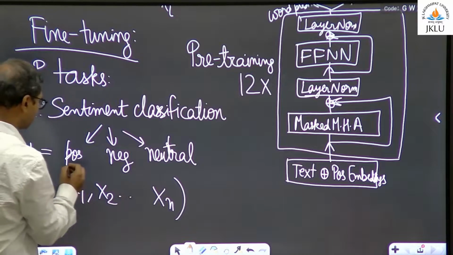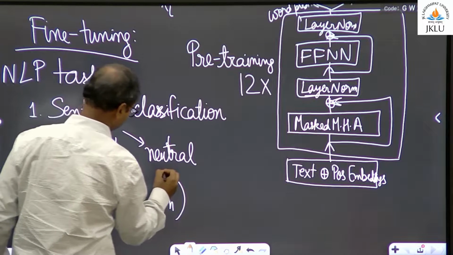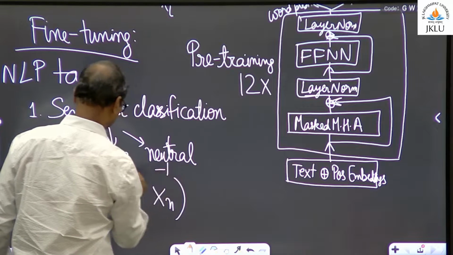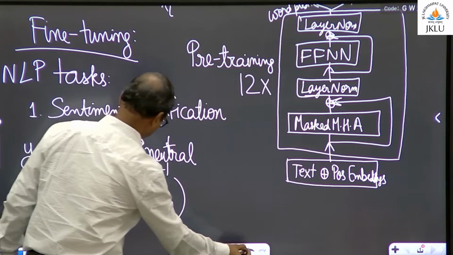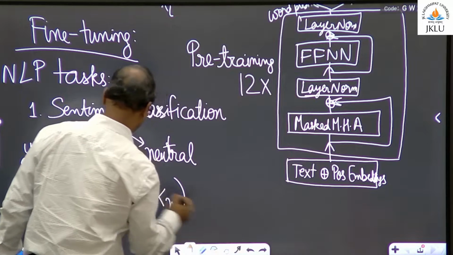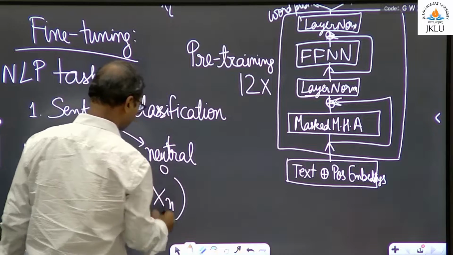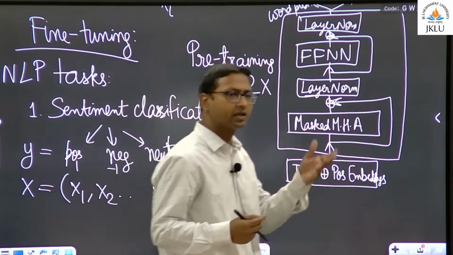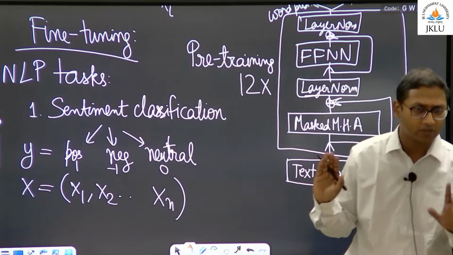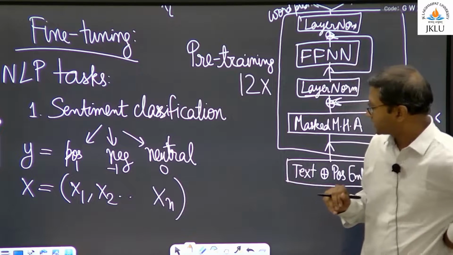So let us say this is class 1, 0, minus 1. If, let's say, minus 1, 0, it does not matter. You could have simply taken 0, 1, 2 as well. Does not really matter at all.